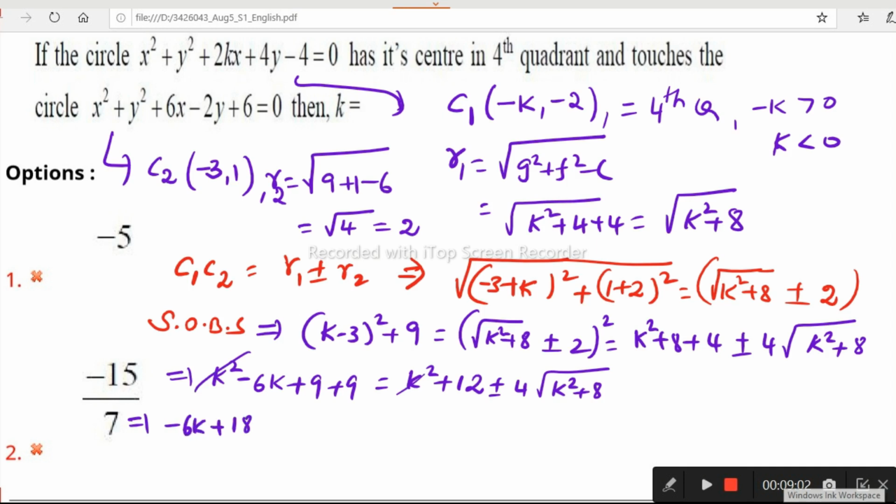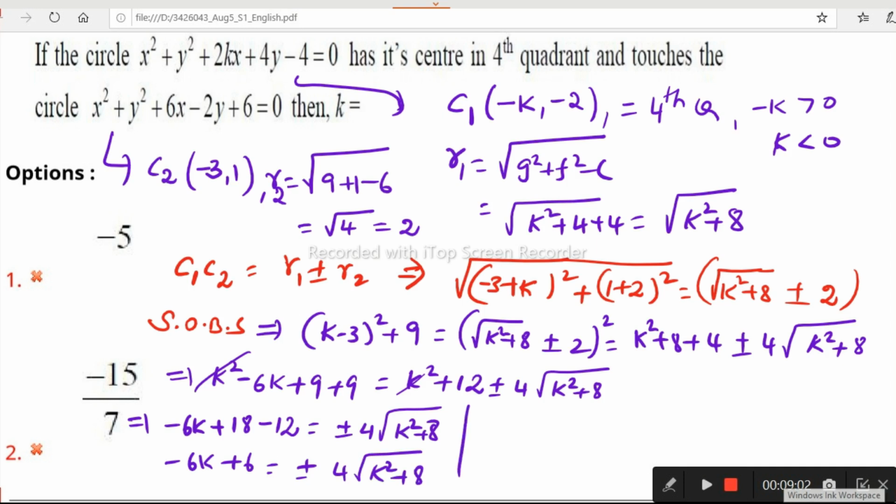Right side has constant 12; bringing it to the left side it becomes minus 12. The remaining plus or minus 4 root over k square plus 8 on the right side we can leave as it is. Now from this, minus 6k plus 6 is equal to plus or minus 4 root over k square plus 8. Okay? All this simplification must be done very carefully. Taking minus 6 common, k minus 1 is equal to plus or minus 4 root over k square plus 8. Further simplification, 2 cancels: minus 3 times k minus 1 is equal to plus or minus 2 times root over k square plus 8.